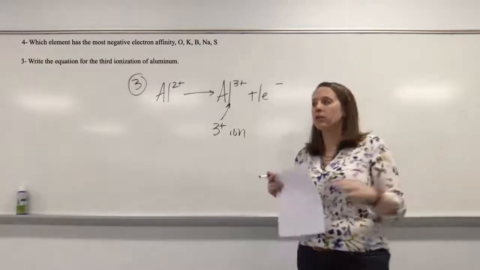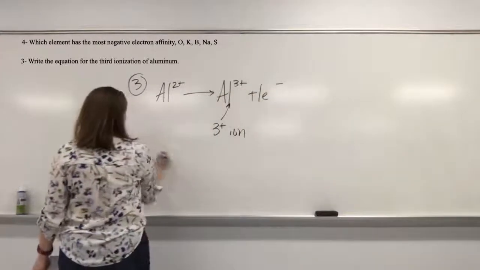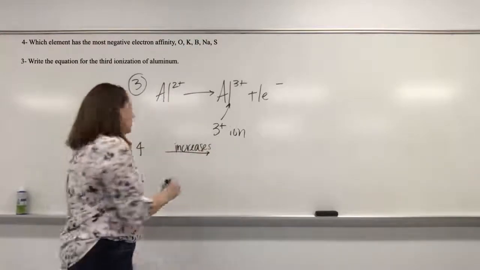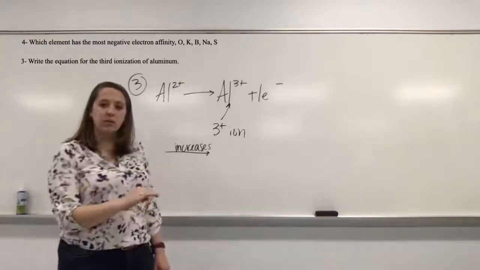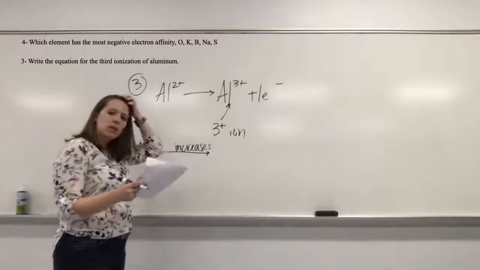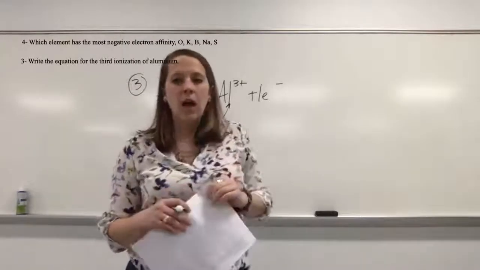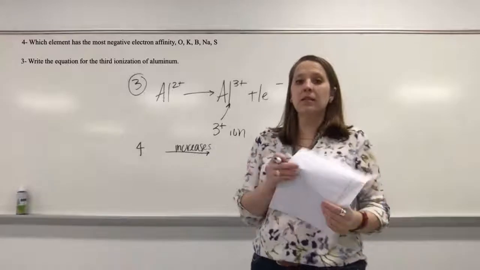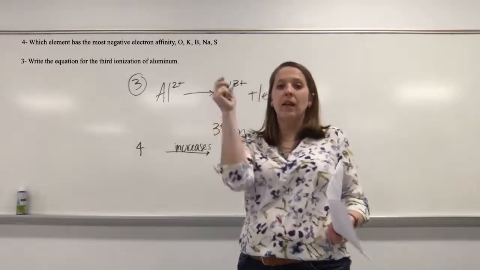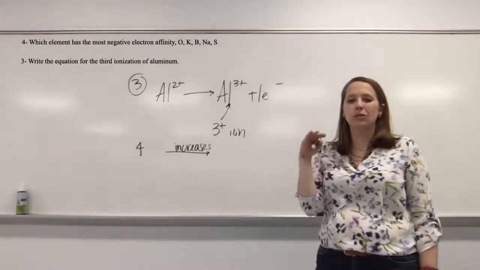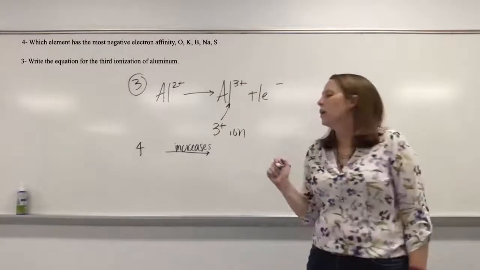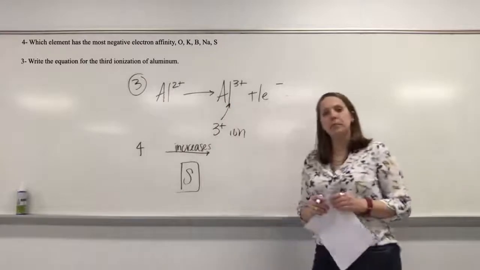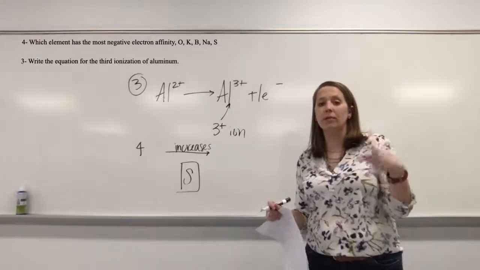Electron affinity, the trend for that is it increases in general as you go across, and then it stays somewhat the same with slight variations as you go up or down. So in this case, we can look at these elements, which are oxygen, potassium, boron, sodium, and sulfur. So in this case, it is the furthest to the right, and it turns out that the electron affinity is stronger for sulfur than it is for oxygen. So for number 4, the answer is sulfur. It's important to remember that when we think about electron affinity, there's 2 ways that you can answer this.